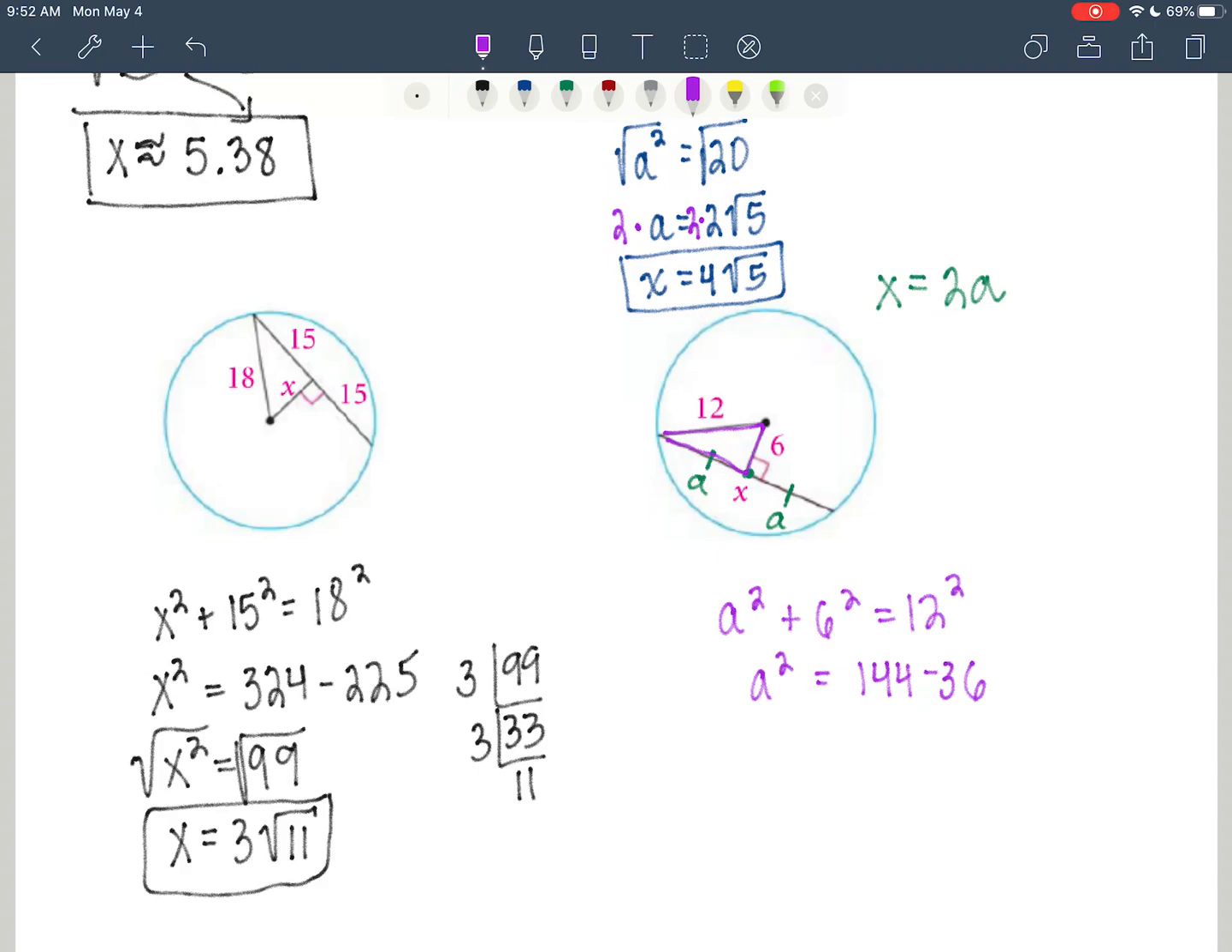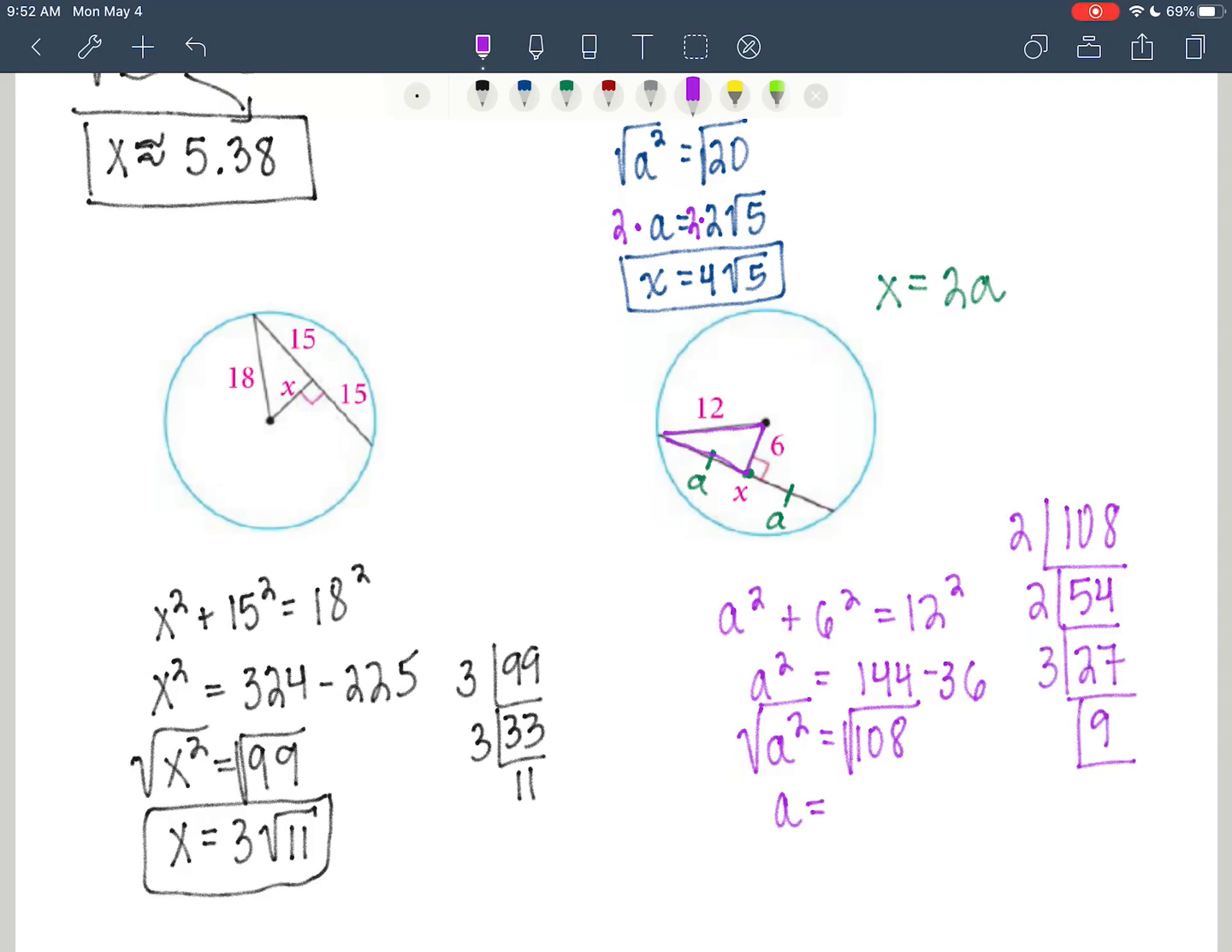144 minus 36, I believe today is 108. 108. Yes, I'm going to go with that. I'm feeling confident. I'm going to square root both sides, and I get A equals 108 broken down. 2 goes into 108 54 times. 2 goes into 54 27 times. 3 goes into 27 9 times. 3 goes into 9 3 times. We circle our 3s, we circle our 2s. We have a 6 on the outside with a 3 left over.